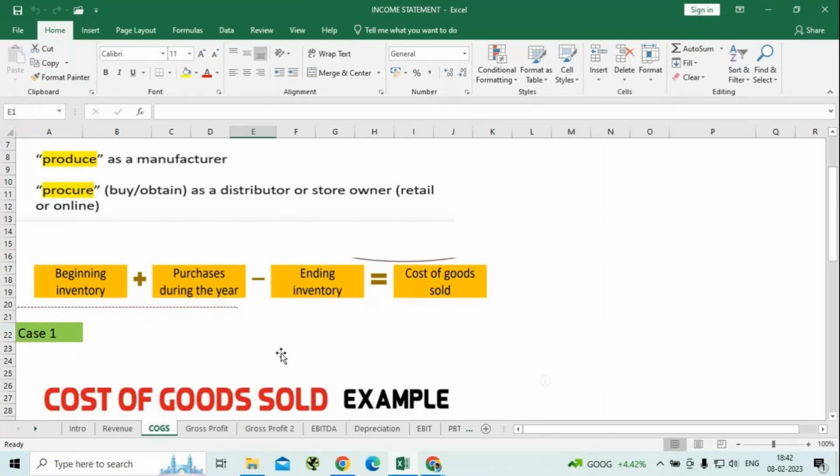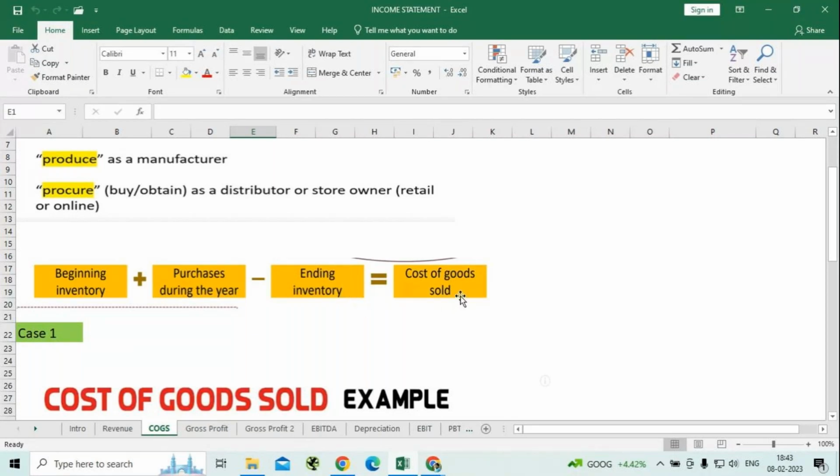Otherwise, if the transaction does not involve inventory quantity, so if no quantity is specified and the values are given directly, then you are supposed to implement this formula: beginning inventory, that is the opening balance, plus purchases, whatever the purchase cost is for that period, minus the closing stock, whatever is left over. This is going to give you the cost of goods sold.